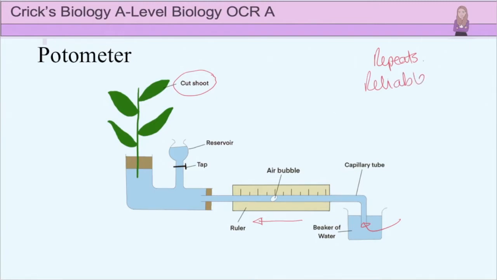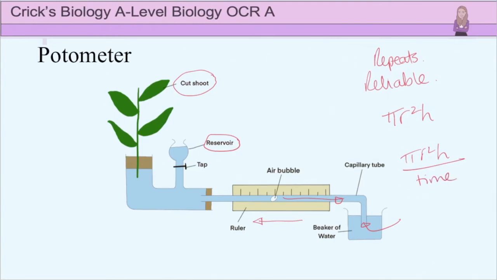It is best to do repeats by keeping the apparatus set up the same each time. The easiest way to do this is to open the water reservoir between trials to reset the bubble to its original position. The volume of water taken up can be calculated if the diameter of the capillary tube is known, by using the equation for volume of a cylinder, pi r squared h, where h is the distance travelled. Then rate of transpiration can be calculated by dividing the volume by time.